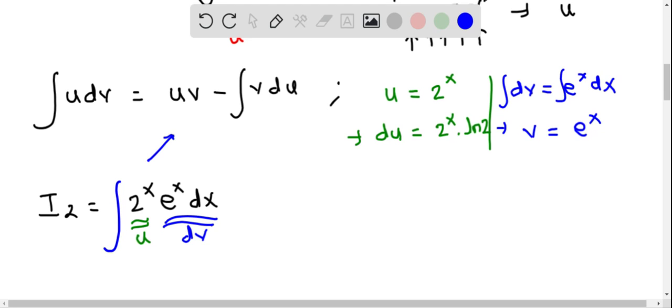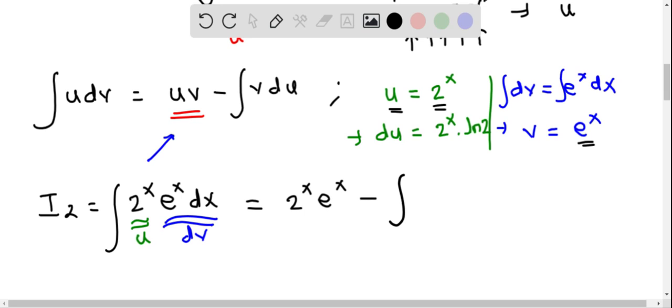So basically we are finding this integral, which means we can substitute into this formula. First we have to write down u and v, that is, u here is 2^x, and v is e^x. Therefore it is 2^x e^x minus the integral of v du.